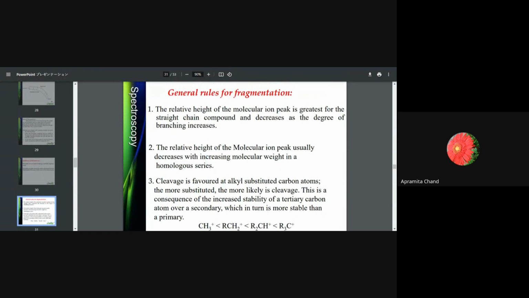Now, how do these fragmentations occur? Do they occur randomly? One is the relative height of the molecular ion peak. This is greatest for a straight chain compound, and it decreases as the degree of branching increases.